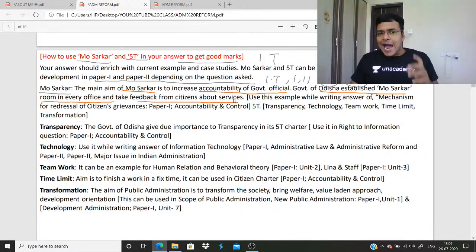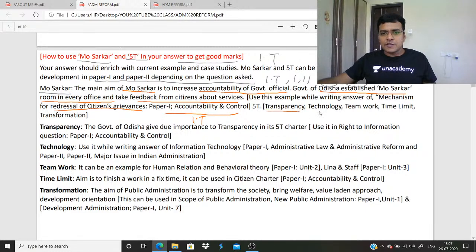So just understand, without proper information technology, the concept of Mo Sarkar is not possible, because the communication from the common citizen to the higher levels of government can all be streamlined with the help of IT. So without IT, Mo Sarkar is not possible. So use this example while writing answers on the mechanism of redressal of citizen grievances. Paper 1, accountability and control. Clear? So you can write this in accountability and control, and also IT.